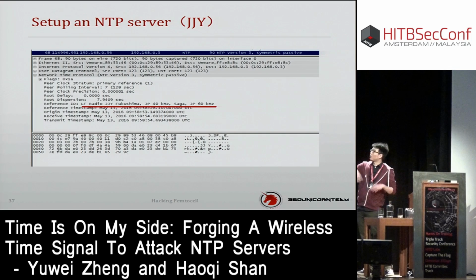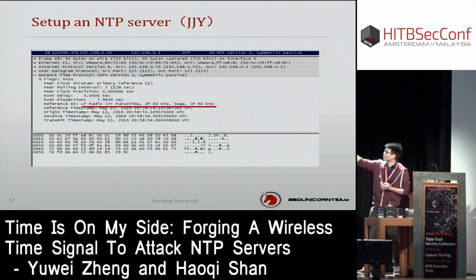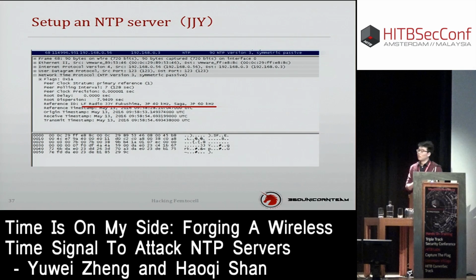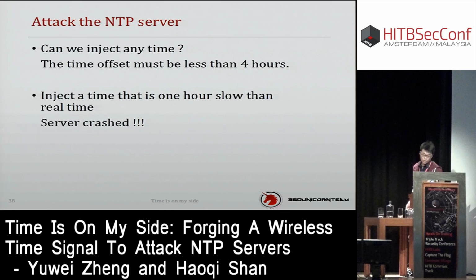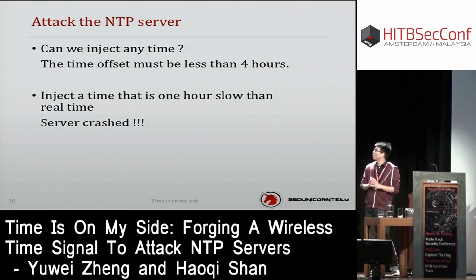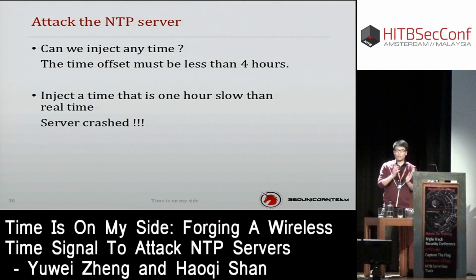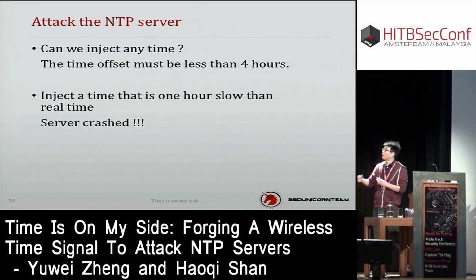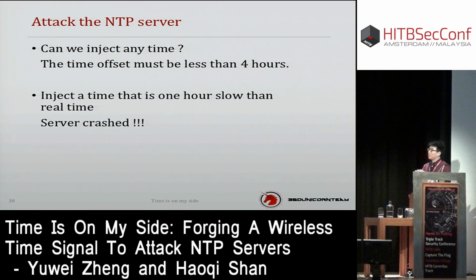When we use Wireshark to capture the network traffic, as you can see, the reference ID is GPS. That means our NTP server is now working. So let's attack it. As we just introduced, what we need to do now is control our GPS signal, send the data, and try to make it send out the signals and influence the NTP server.